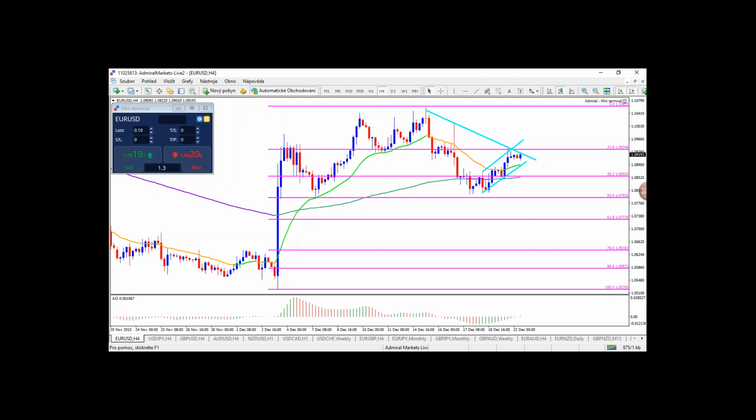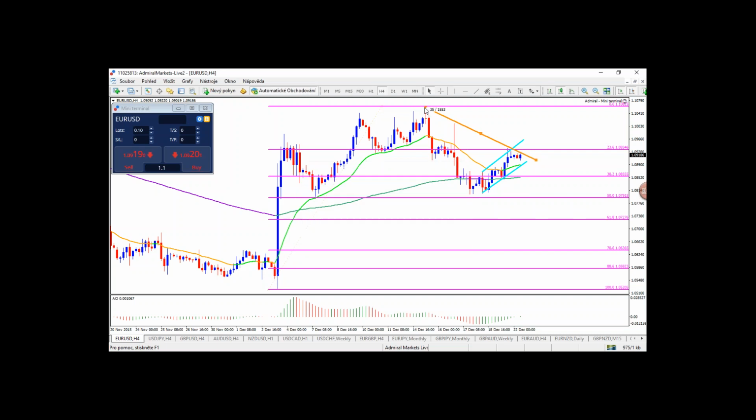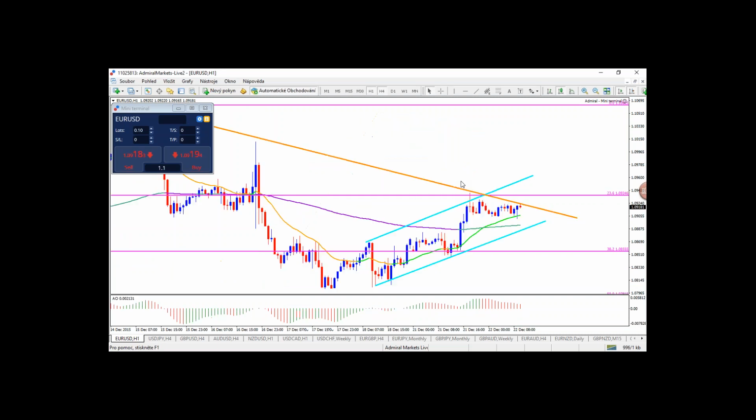So this resistance trend line, as you probably know, would be the trend line that I would be keeping an eye on for a signal that price is breaking out to maybe the double top as a conservative target, and maybe later on the minus 272.